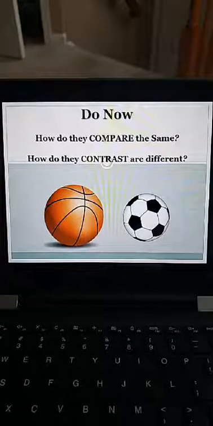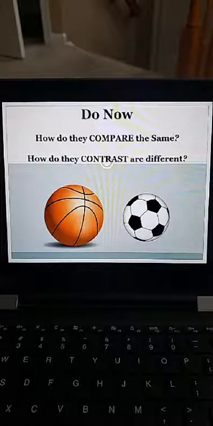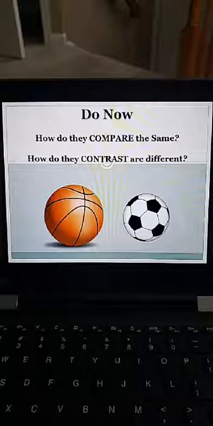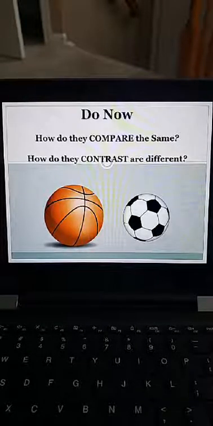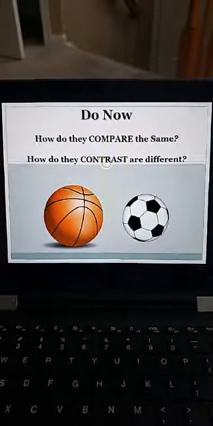So students who just logged in, we're going to do a quick do now. It's how do they compare? Are the same? How do they contrast? Hold on for a second. I got a live request coming in.